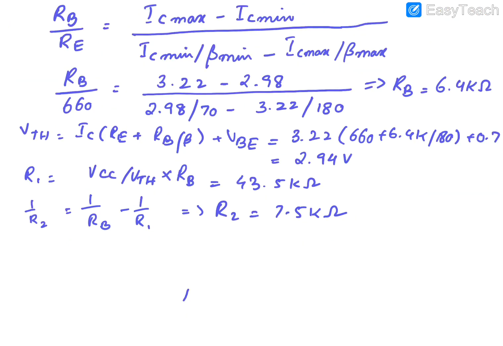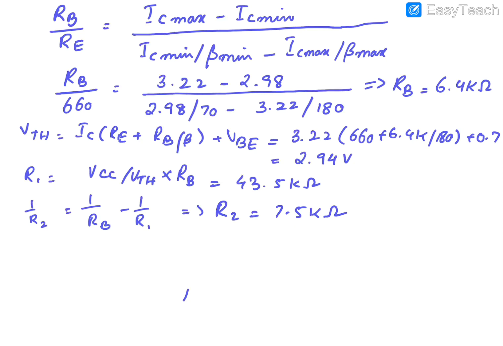Next we will find the value of RB from this formula, using the IC maximum and minimum formula. From this, RB is equal to 6.4 kilo ohms. Also V Thevenin can be found. From this the value of R1 can be found, which is equal to 43.5 kilo ohms, and finally R2 is given by 1 over R2 is equal to 1 over RB minus 1 over R1, from which R2 can be found, which is equal to 7.5 kilo ohms.